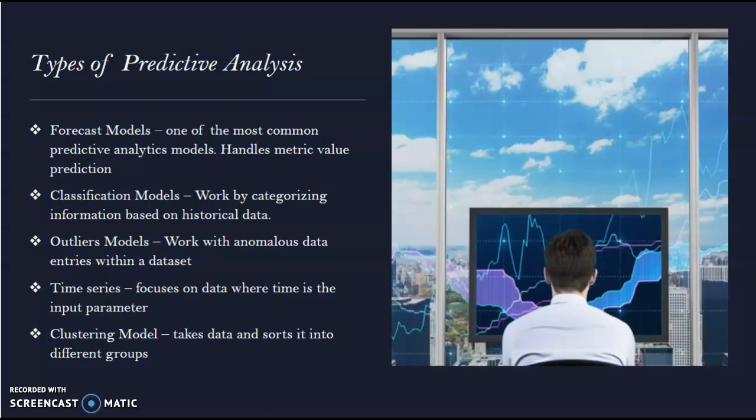Classification models typically use data that can be categorized. Outlier models analyze anomalies, and time series data is where time is the main input parameter. The final type of predictive analysis model are clustering analysis models that take data and sort it into different groups.